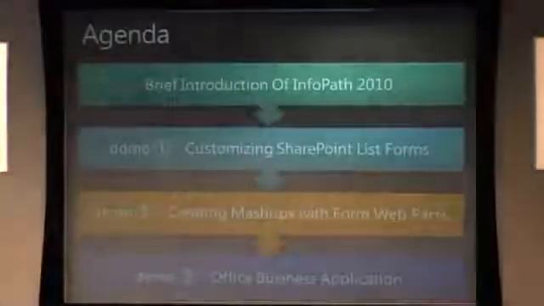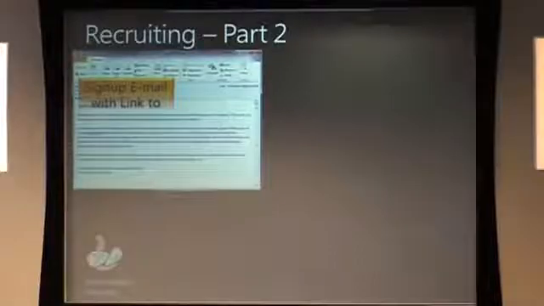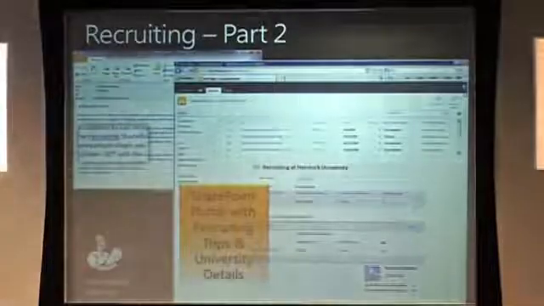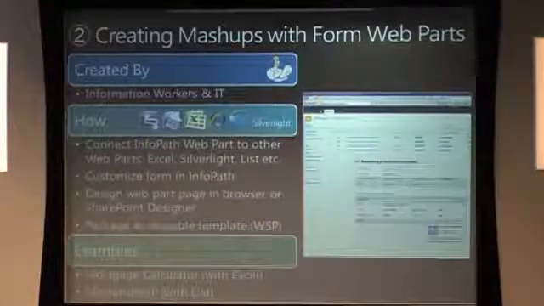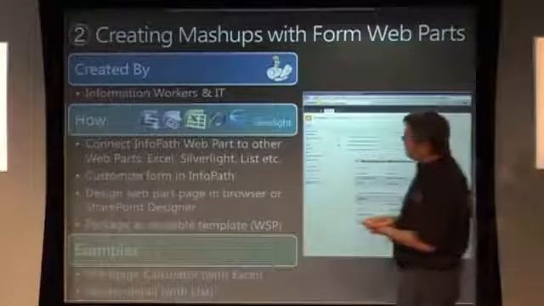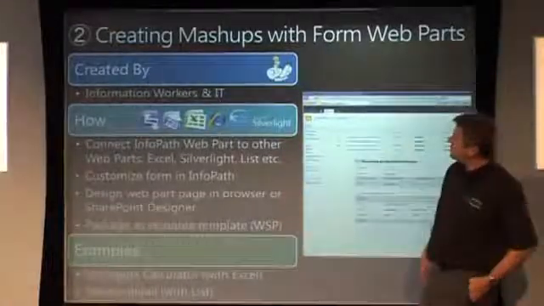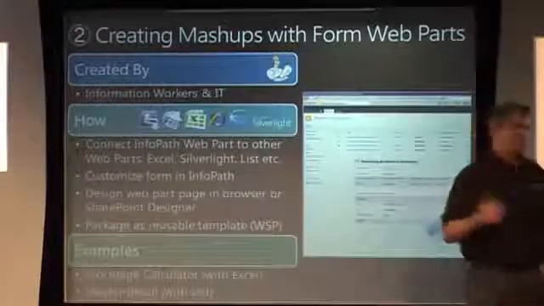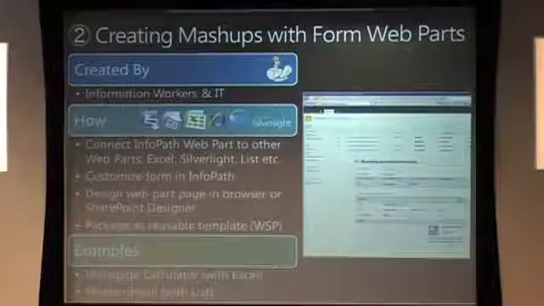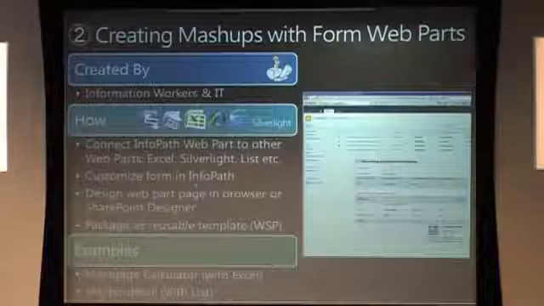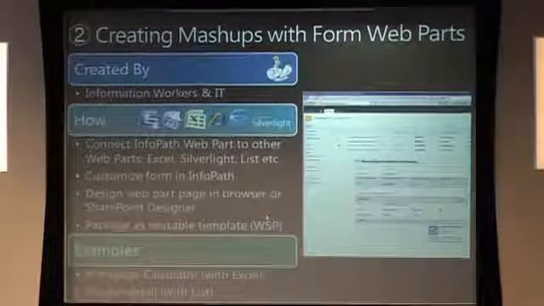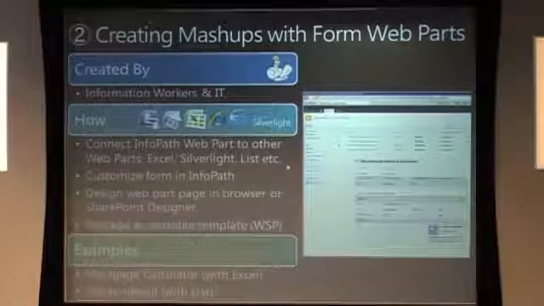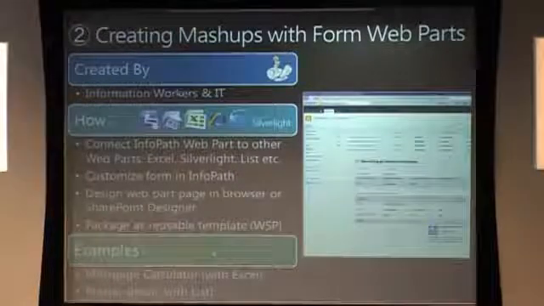Okay, so that was just a small demonstration showing you how we can create mashups. So the mashups, they're created also by information workers and possibly IT. You can connect the web part to numerous web parts. It doesn't have to be just another list or library, so we can do things like filter out information from things like Excel Web Access web parts, or we can even connect it to a Silverlight web part and so on. Probably the biggest use is going to be a list. You can obviously customize that form within InfoPath if you need to.